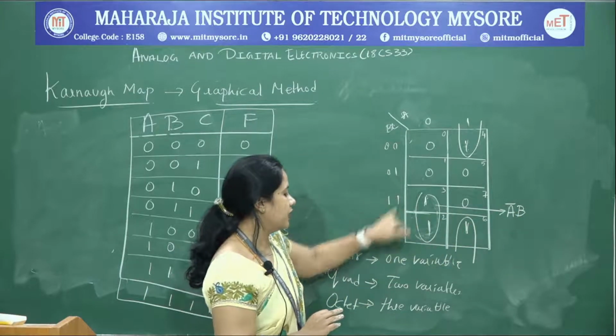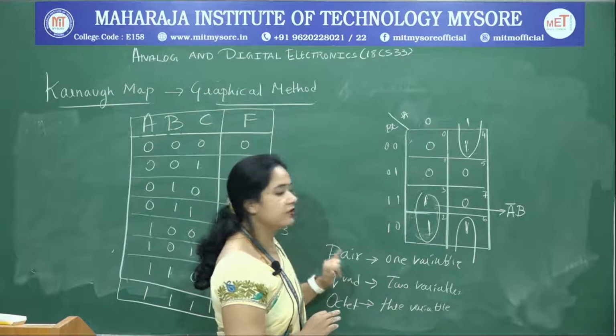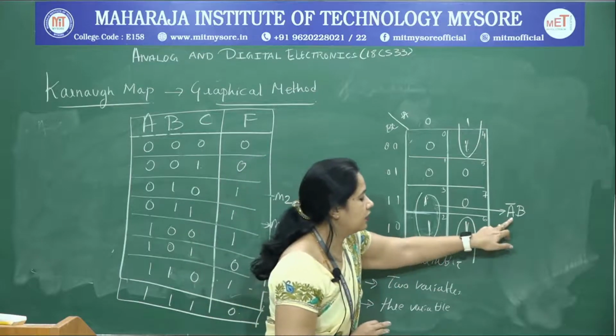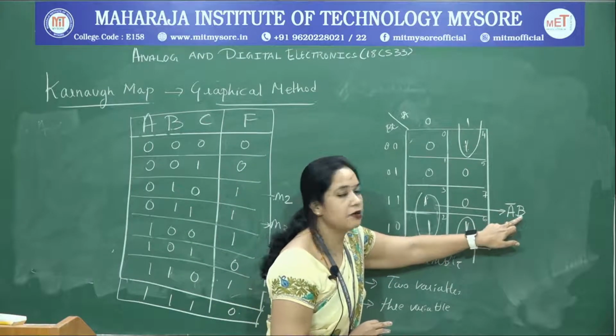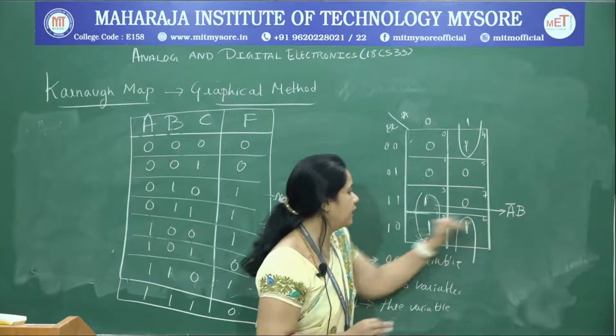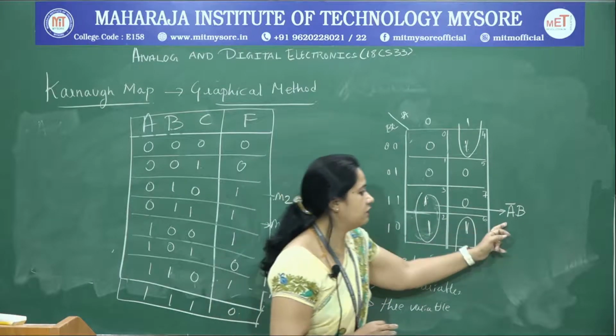That is where I say when we form a pair, one of the variables will be eliminated. Here only literals A and B are retained, eliminating C. So, that is where we have A bar B.